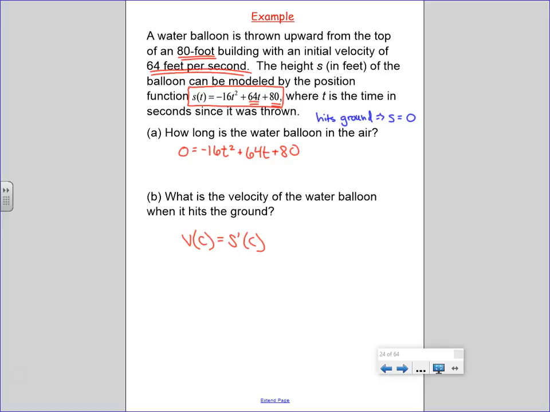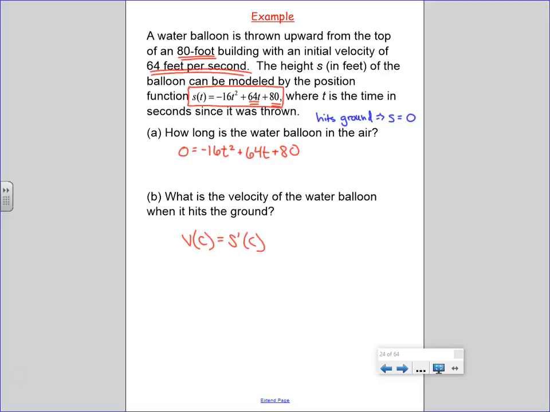Question, and the letter A, why am I setting position equal to 0? Why am I setting height off the ground equal to 0? Because it says how long is it in the air, and it will stop being in the air once it hits the ground, and it's going to hit the ground when its height is 0, right?